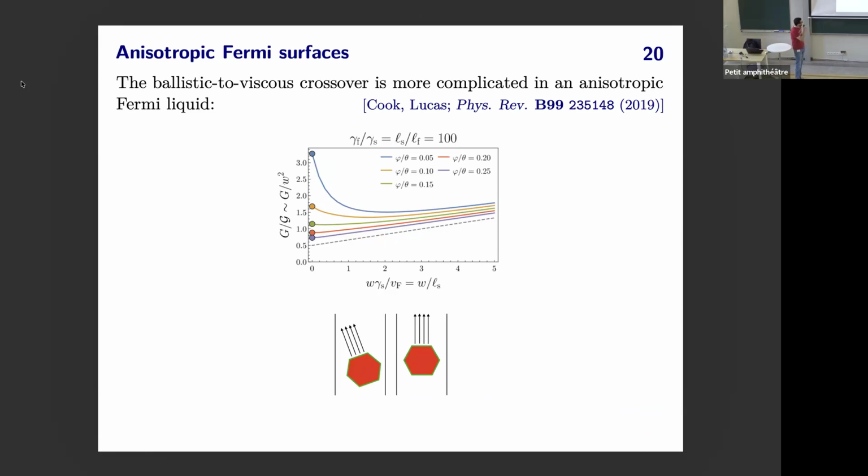All right, maybe the last point I'll mention is that the anisotropy can also strongly affect this ballistic to viscous crossover. We believe that misunderstanding this effect is responsible for this experiment in palladium cobaltate. I'm not sure that the experimentalists would agree with that, but that's at least my belief. Okay, I can stop here.